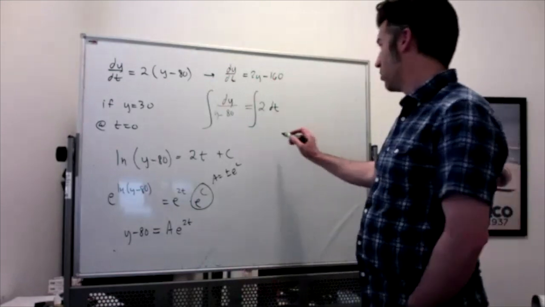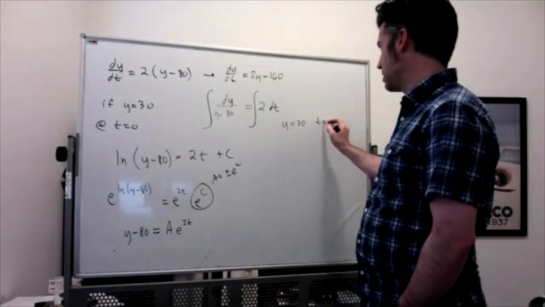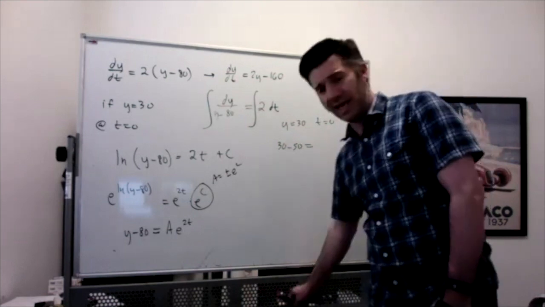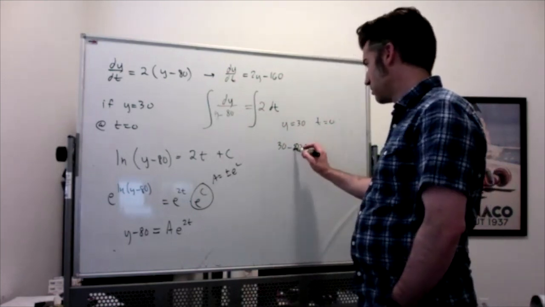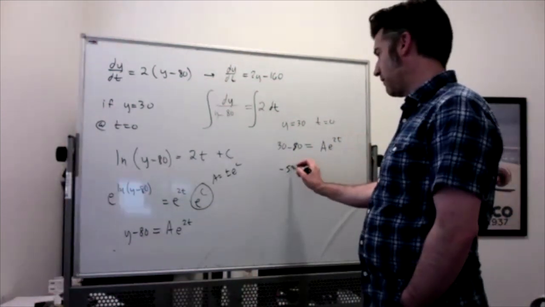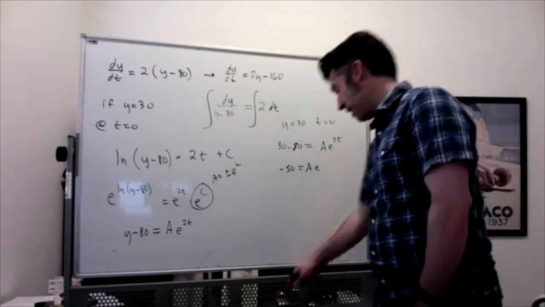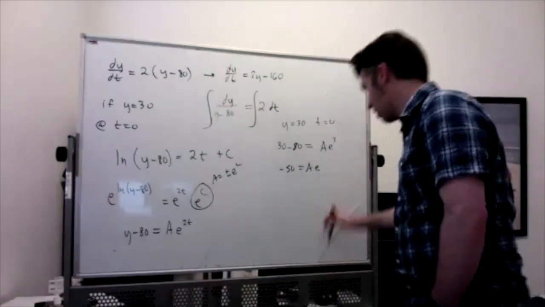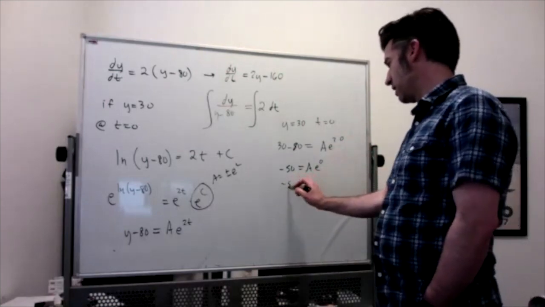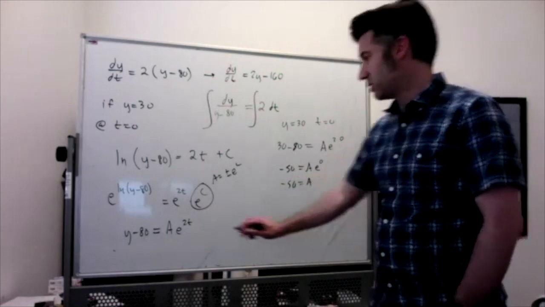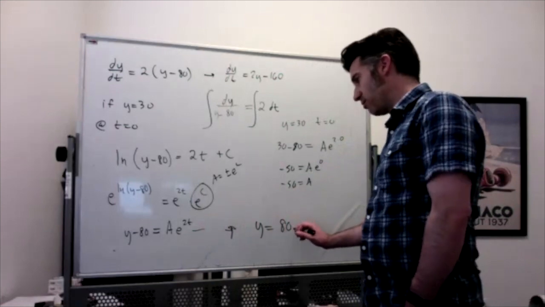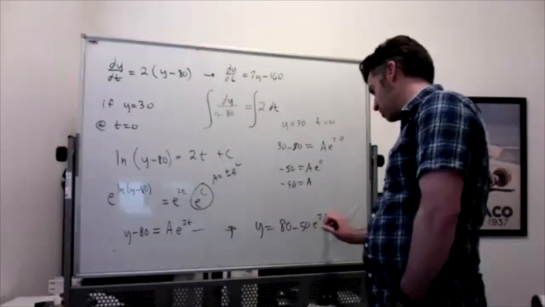If I plug in y equals 30 and t equals 0, I get 30 minus 80 equal to a e to the 2t. So then negative 50 equals a times e to the 2 times 0. Okay, so negative 50 equals a times e to the 0. So negative 50 equals a. So then my solution is y equal to 80 minus 50 e to the 2t.